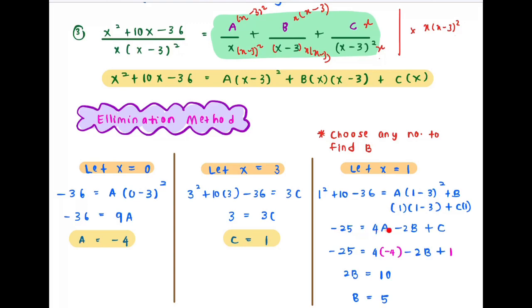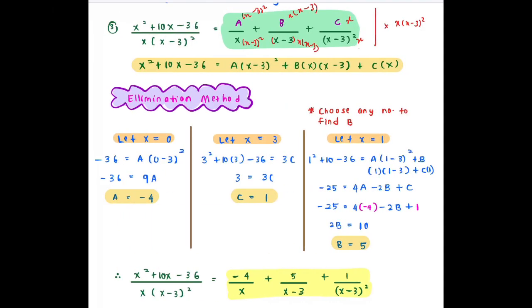So we have found up until this point here. So let's substitute. Our a already found, which is minus 4, and c is already found, this is equal to 1. So let's just solve until finally you get the answer. B is equal to 5. So finally, let's conclude our answer. This is the question, equal to a, which is negative 4 over x, plus b, which is 5 over x minus 3, plus c, which is 1 over x minus 3 squared.